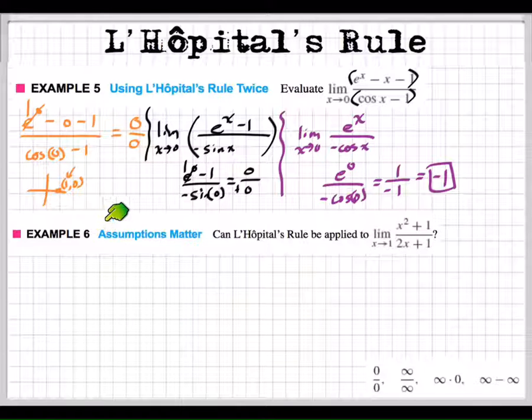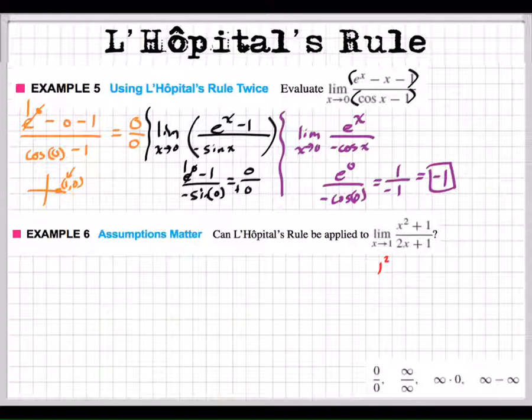Alright, let's look at this next one. Assumptions matter. You can't make assumptions here. Can L'Hopital's rule be applied to this? So we're trying to see if we get an indeterminate form. So, limits, there's many different ways to do limits. The most simple and basic way is to do substitution. So I'm going to take this one and I'm going to plug it into these x's and see what we get.